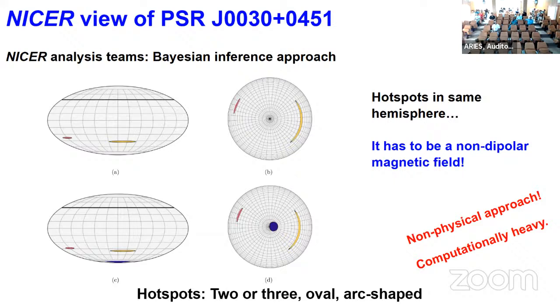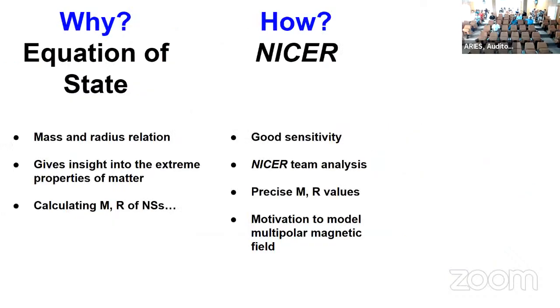Just to conclude, from the NICER team analysis, we got precise mass and radius values already, but they're non-physical and they're computationally heavy. But because they gave us some idea about the hotspots, we know that it has to be a non-dipolar magnetic field. So this all led to a motivation for us to begin modeling the multipolar magnetic field, which is something physical. Hopefully this makes more sense by the time the project is finished. So, coming to the multipolar magnetic field part.